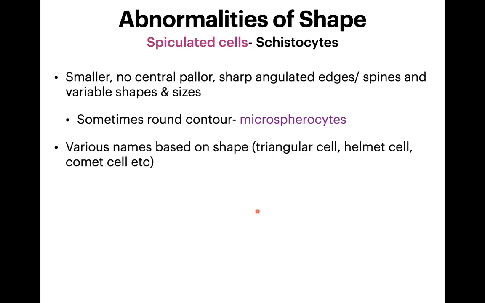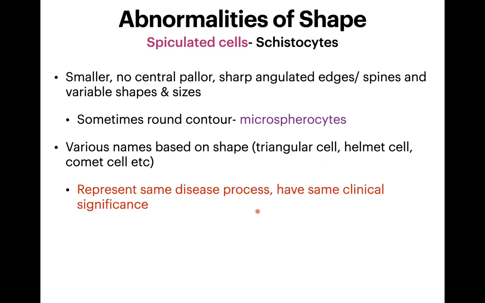So various names have been given to these shapes like triangular cell, helmet cell, comet cell, but there is no need to describe them as separate kinds of cells just to confuse the clinician. Just call them schistocytes. Why? Because they represent the same clinical process, they have the same clinical significance. So there is no need to describe them separately. If you write triangular cell, helmet cell, this will just increase the length of the PBF report that you are writing, and it will make no difference to the clinician or might even confuse them. So just write them as schistocyte and get done with it.